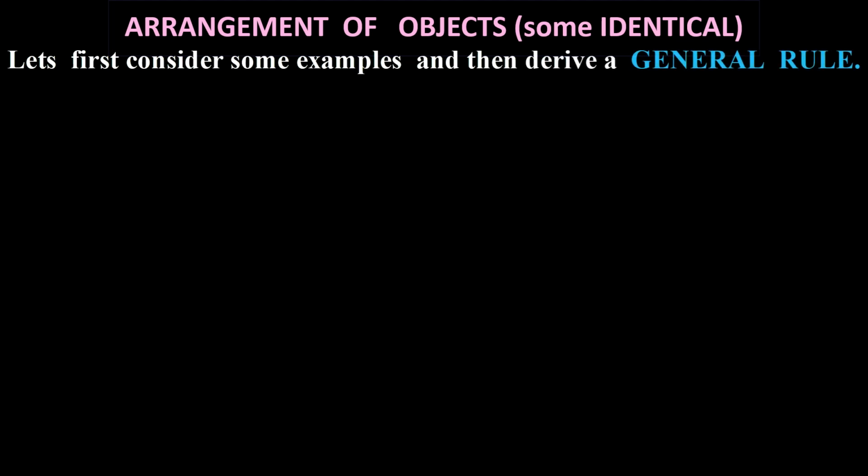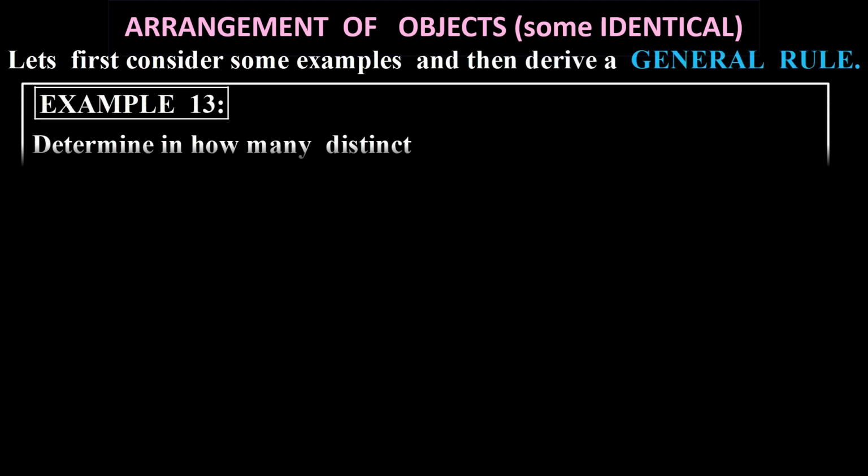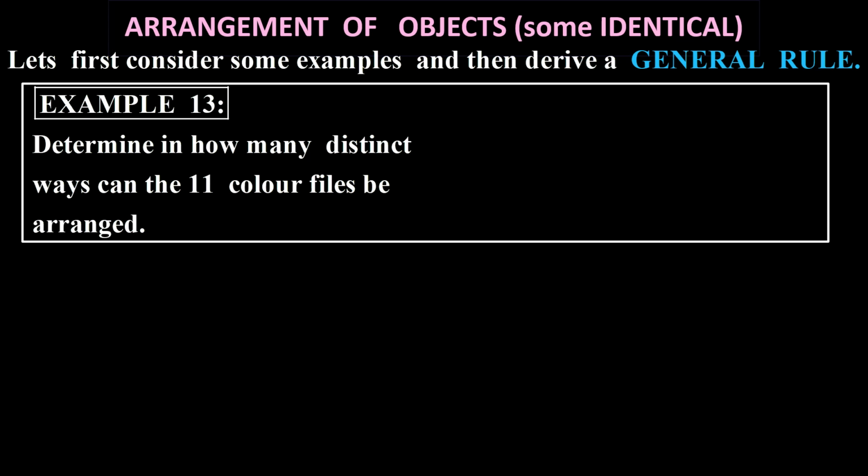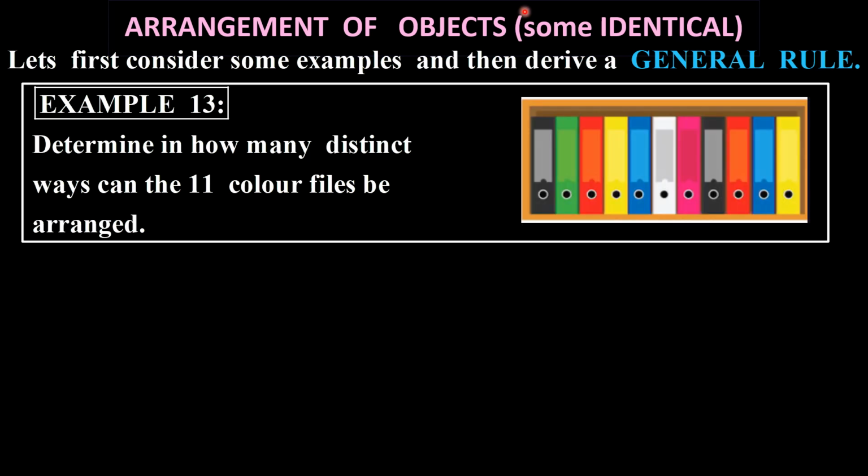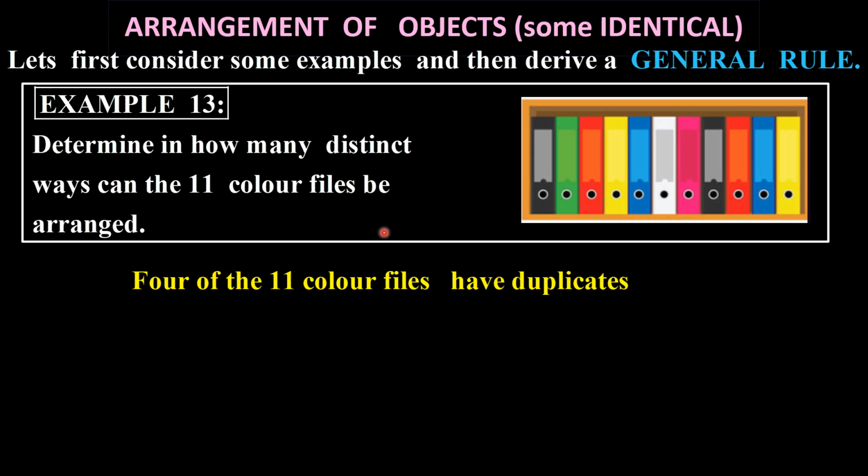Now let's take a second example, and then after this we'll be able to generalize. Here we have 11 files. We count there 1, 2, 3, 4, 5, 6, 7, 8, 9, 10, 11 files, right? And they need to be arranged, right? All 11 need to be arranged. But it is obvious some of the files have the same color. They're duplicates, so they're identical. We have yellow. How many yellows?